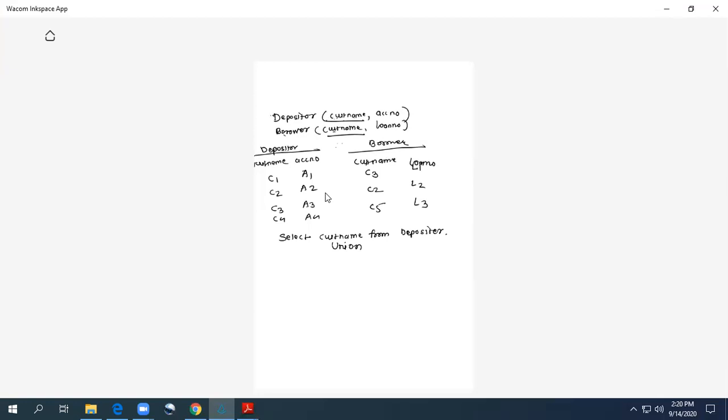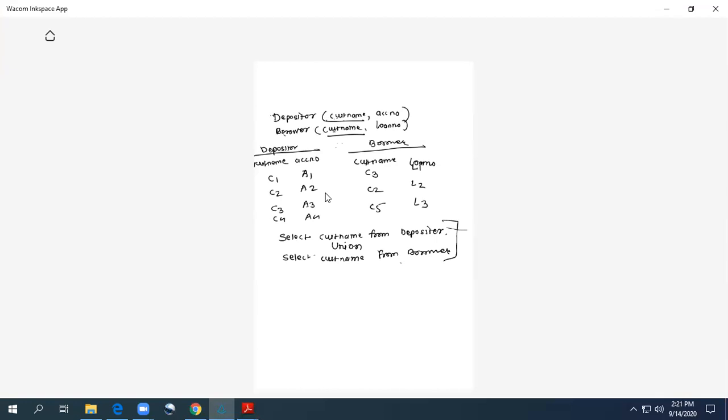My second query will be select customer name from borrower, right? So here is the solution of the query. You can use this union operator like this, in continuation. Also you can write this query, right? And the result of this query will be, right?